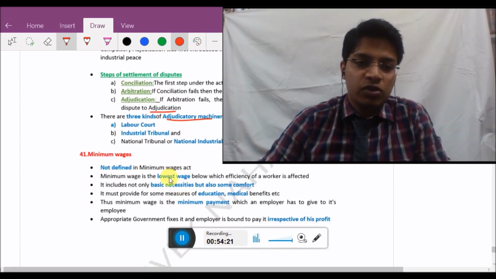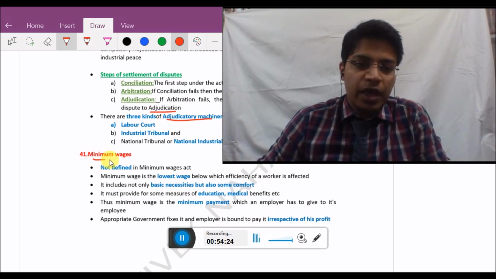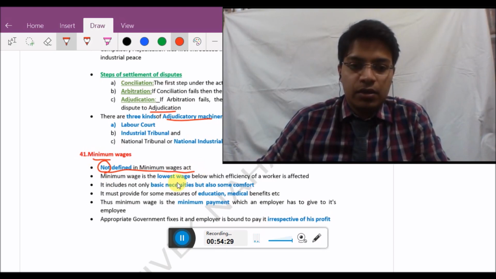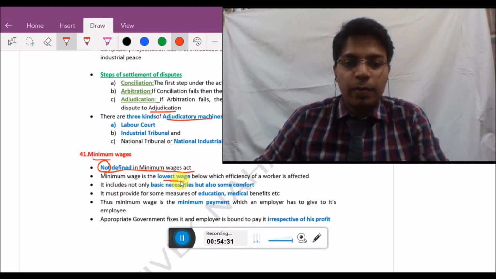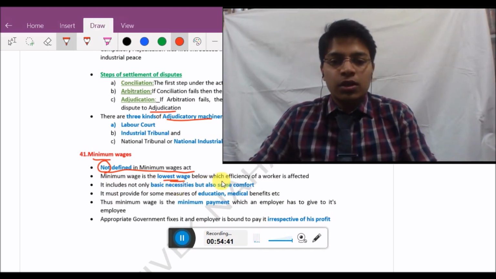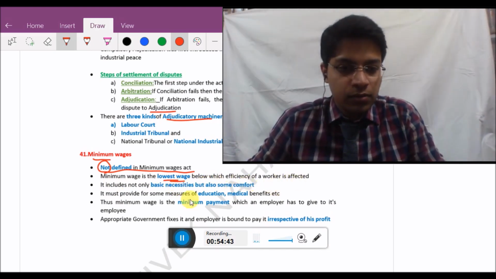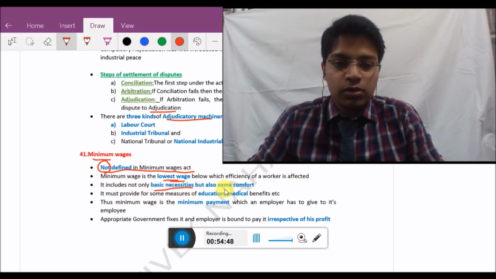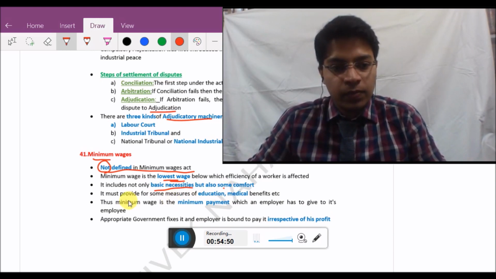The last question, 41st question, minimum wages. Minimum wages are not defined in the Minimum Wages Act. Minimum wage is the lowest wage below which efficiency of a worker is affected. It includes not only basic necessities but also some comfort. It must provide for some measures for education and medical benefits.